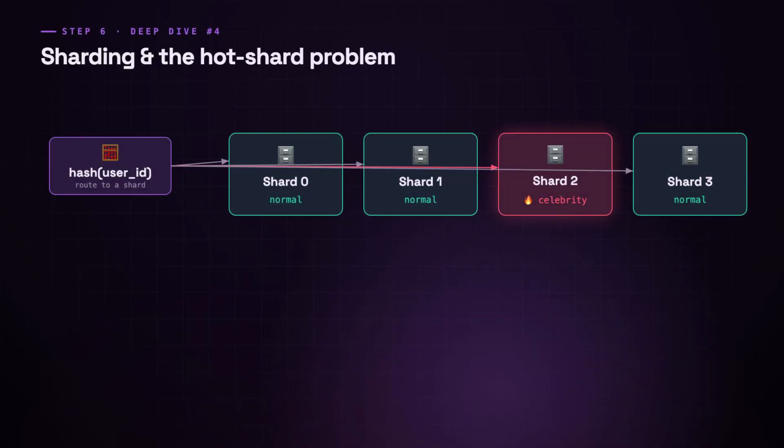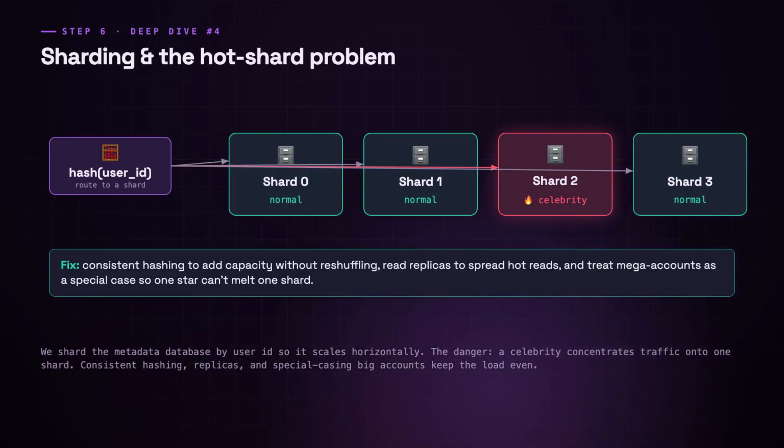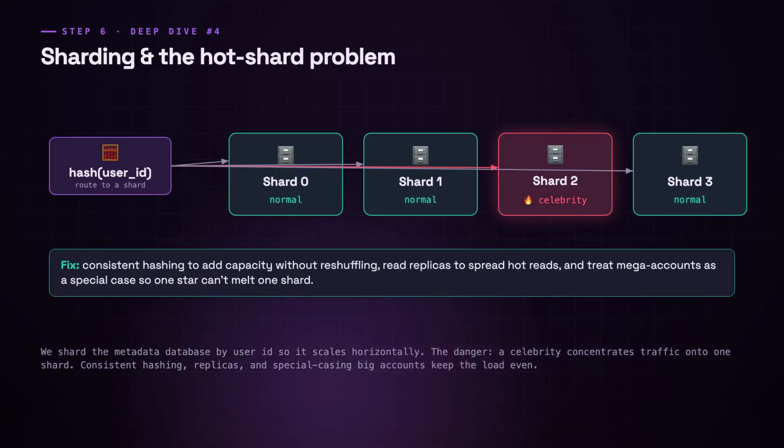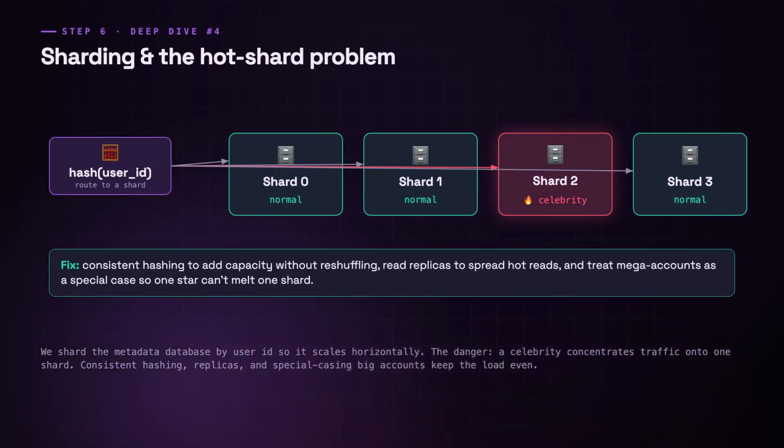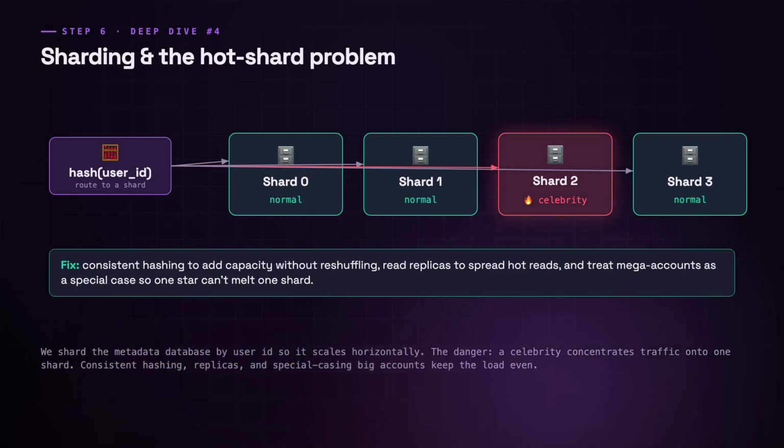Deep dive number 4, sharding the database. A single database can't hold billions of posts, so we split it across many machines, choosing a shard by hashing the user id. This scales writes horizontally, but it creates a sharp danger. If one shard happens to hold a celebrity with 100 million followers, all that traffic slams into a single machine. We call this a hot shard, and it can take the whole system down.